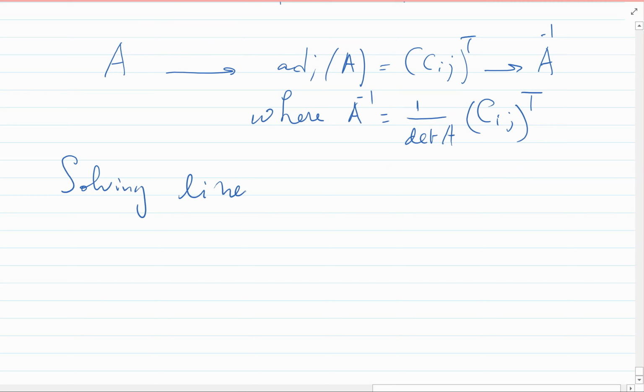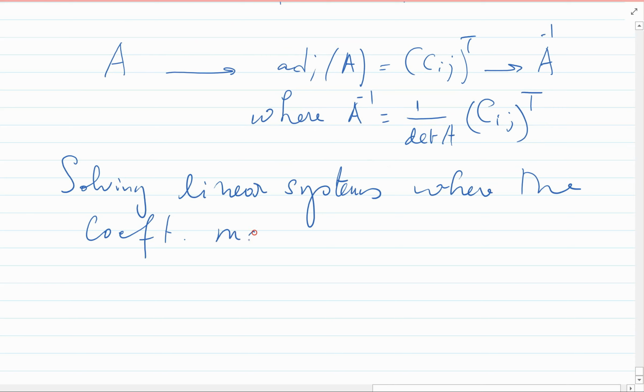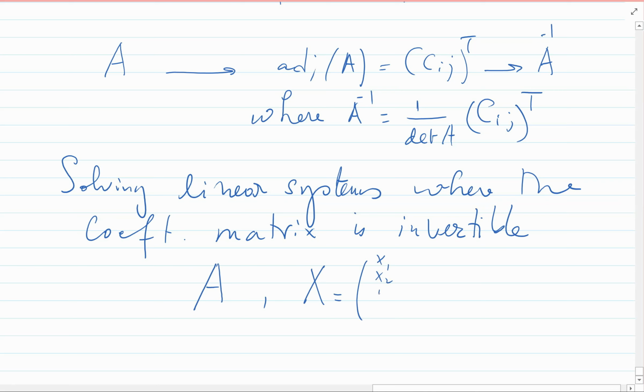linear systems where the coefficient matrix is invertible. So in this case, we know that the linear system has only one solution. Let's say the coefficient matrix is A. The unknowns are x1, x2, ..., xn. And B1, B2, ..., Bn is the non-homogeneous term.